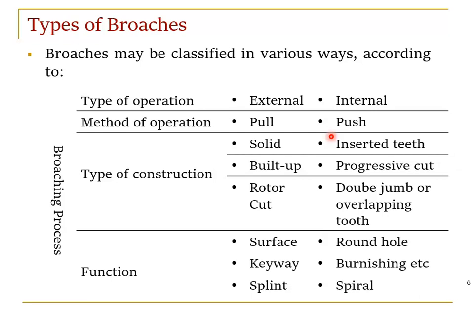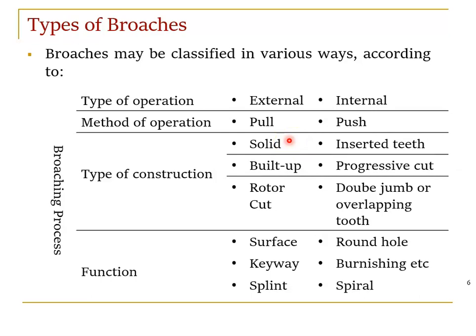The third is based on the construction. So construction of tool: if it is a single, straight tool, we say it's a solid. Sometimes it has a build up, so there may be segments, or we can have a rotor cut. If the shape of the tool is rotor cut, we say rotor cut, or inserted teeth, or progressive cut, or double jump, or overlap teeth. So these all depend on the construction of the tool.